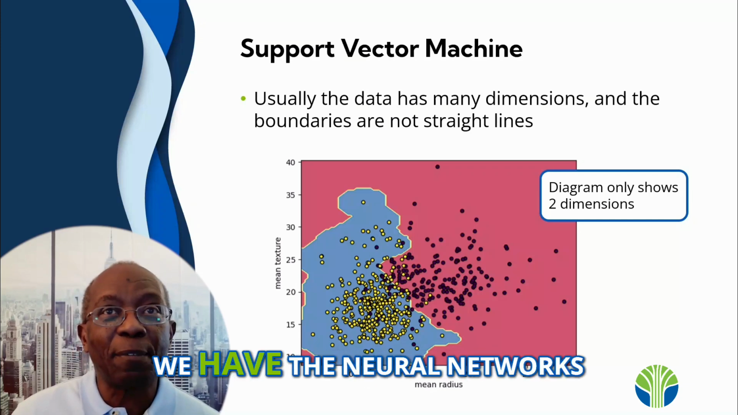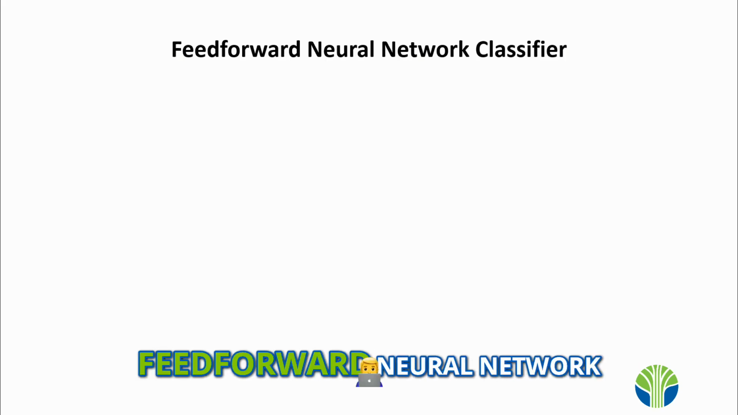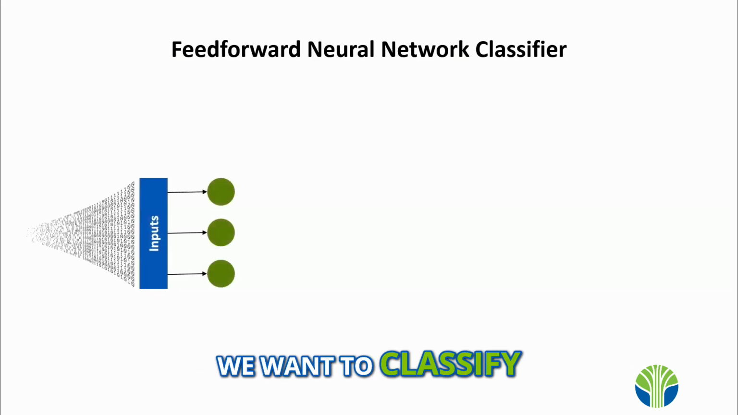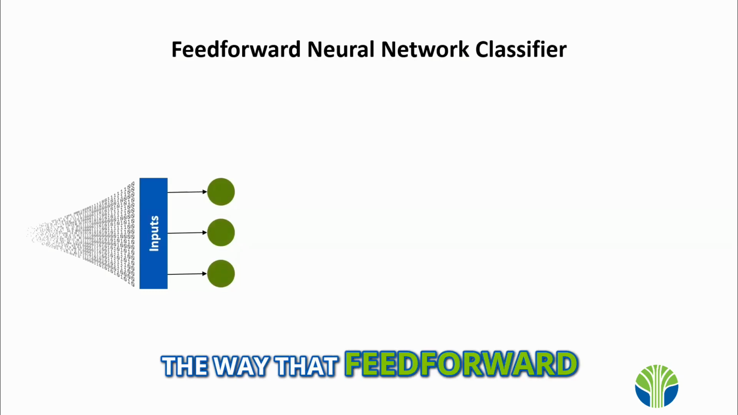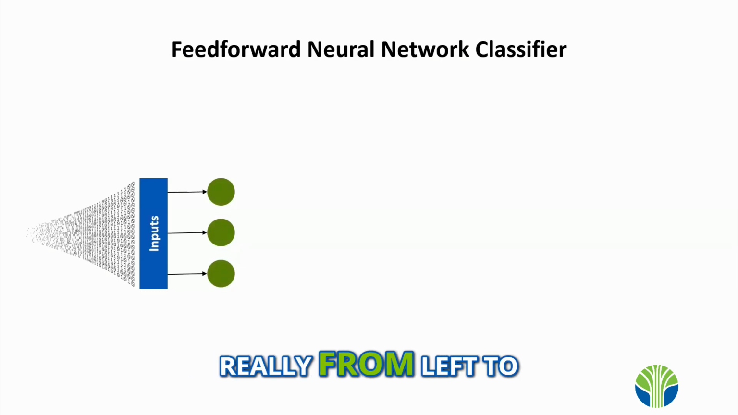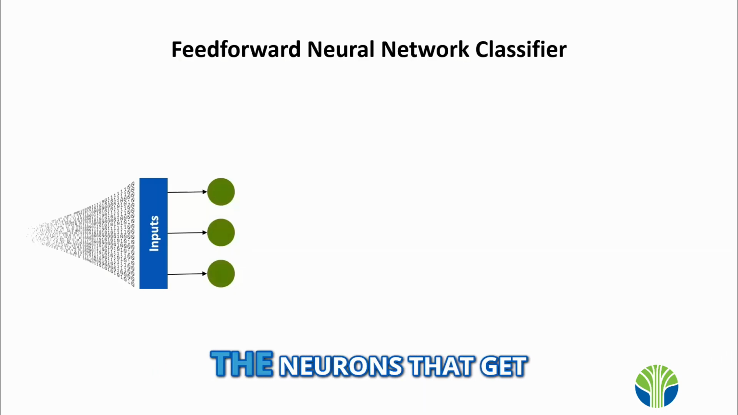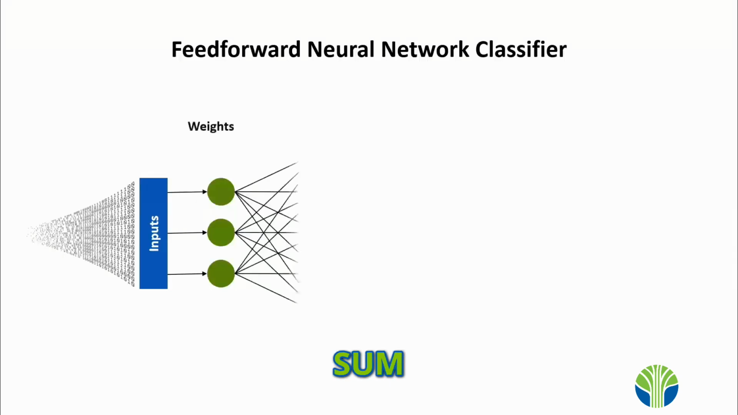Well, of course, we have the neural networks. One architecture for neural networks is called the feed-forward neural network, and they're very good at classification. We want to classify our data as normal or abnormal. The way that feed-forward neural networks work is really from left to right, in the sense that you have your data coming in as inputs, and it is fed to some neurons. So the green circles represent your input nodes, the neurons that get the data. And then we try to create a weighted sum of our data.